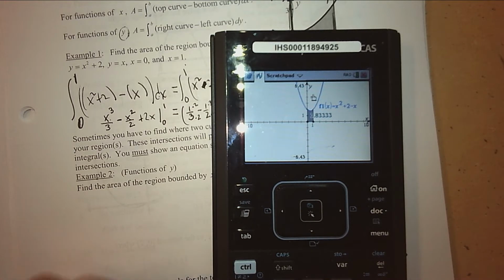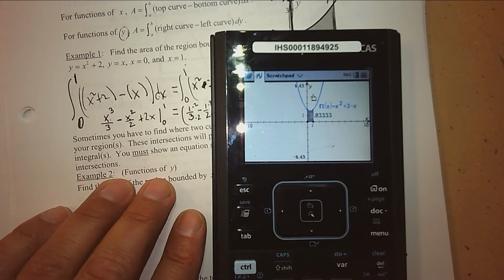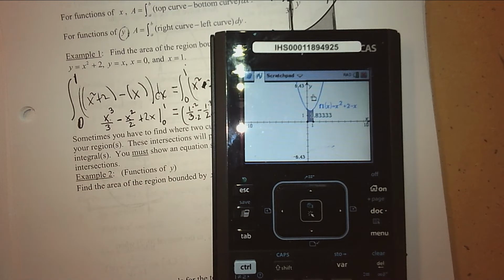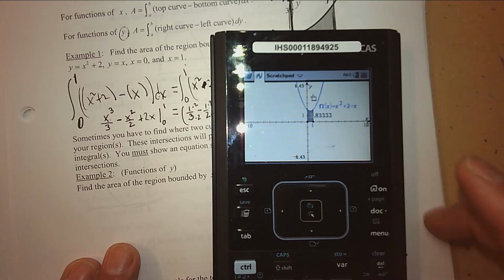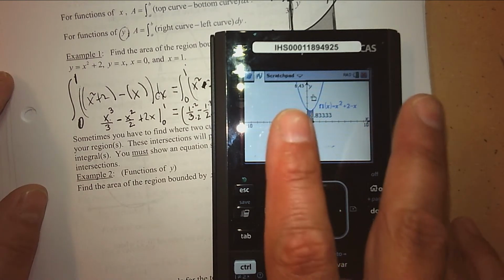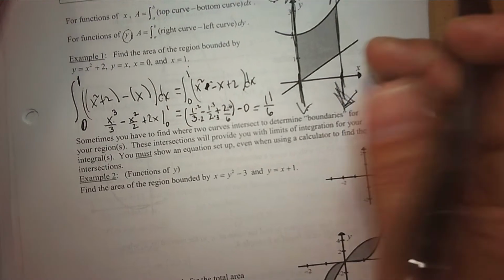And then what answer did you get? 1.833. What do you think 11 divided by 6 is? 1.83. Yeah, it's the same thing, right? Now, that's when we already put it together. The calculator actually allows us to graph both of them at the same time and then find the area bounded by the two, but we'll try that later. But here's a way that you, with the graph, can get the answer for the integration. All right, let's go back and look at example number 2.